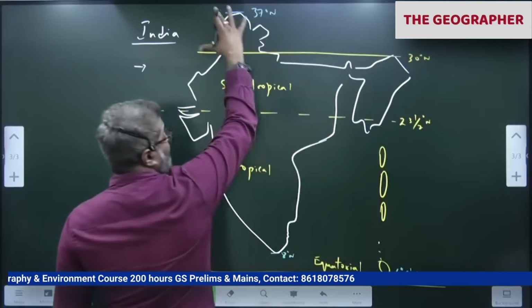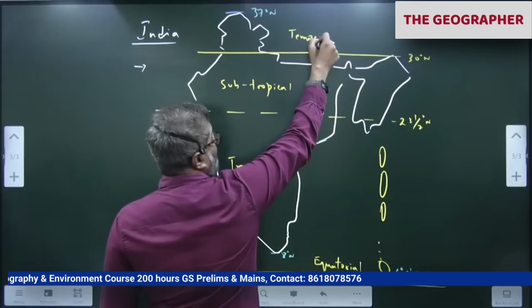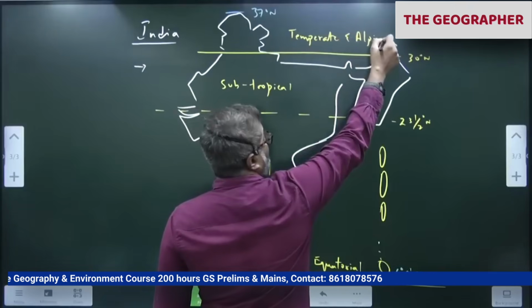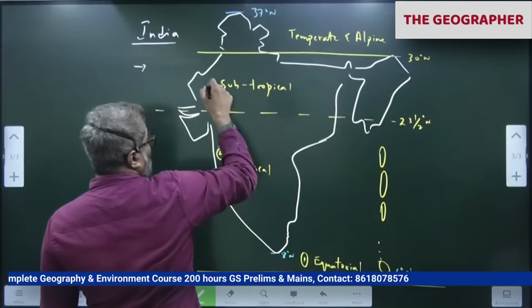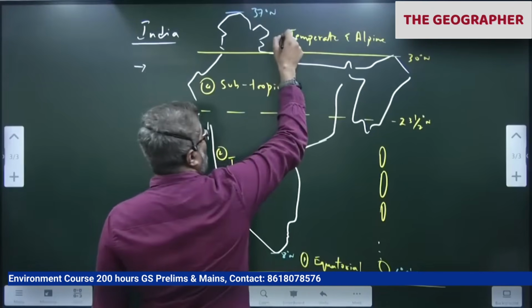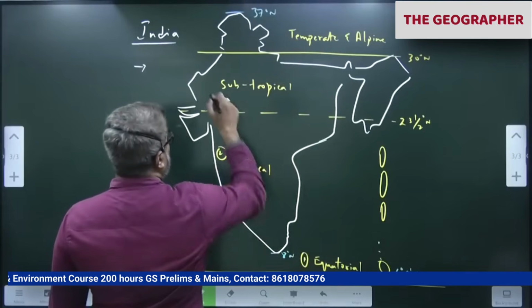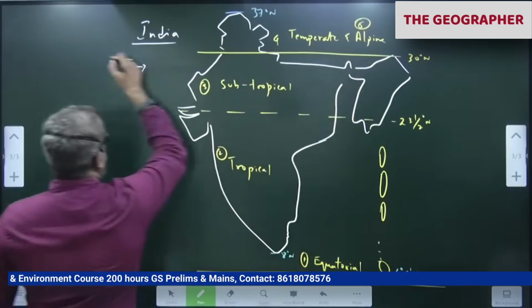Plus we have Himalayas here. As we go, we have Himalayas where the temperature decreases as we go up. So temperate plus snow covered mountains, alpine. So India experiences 5 types of climate. So we have climatic diversity.